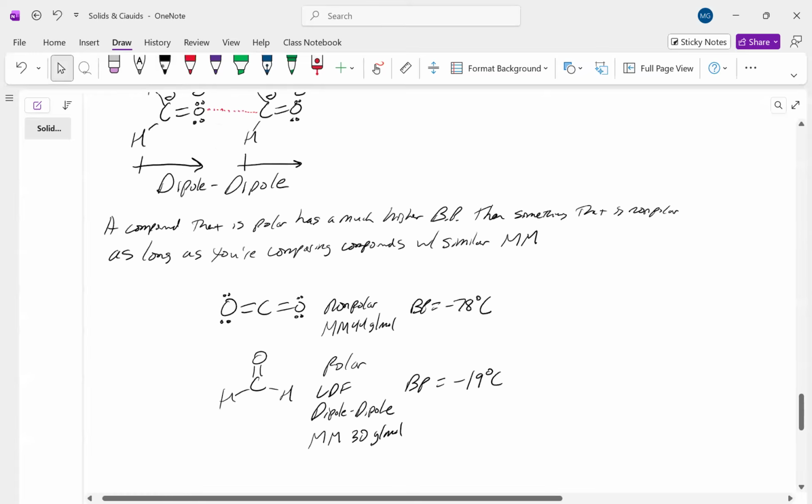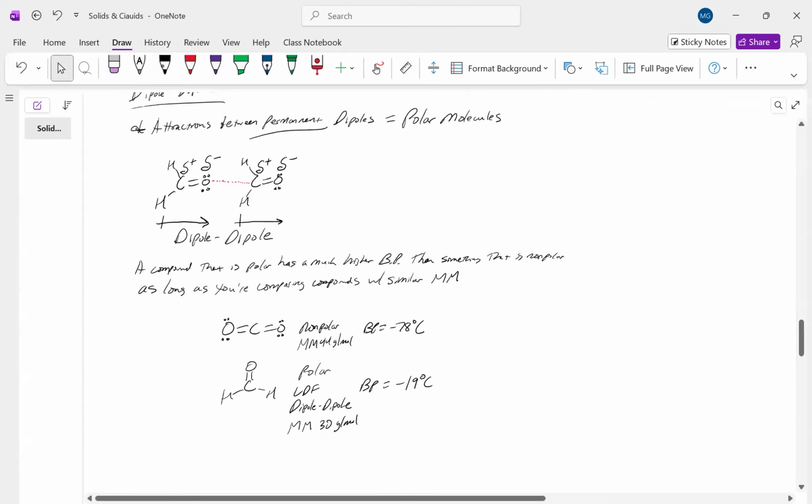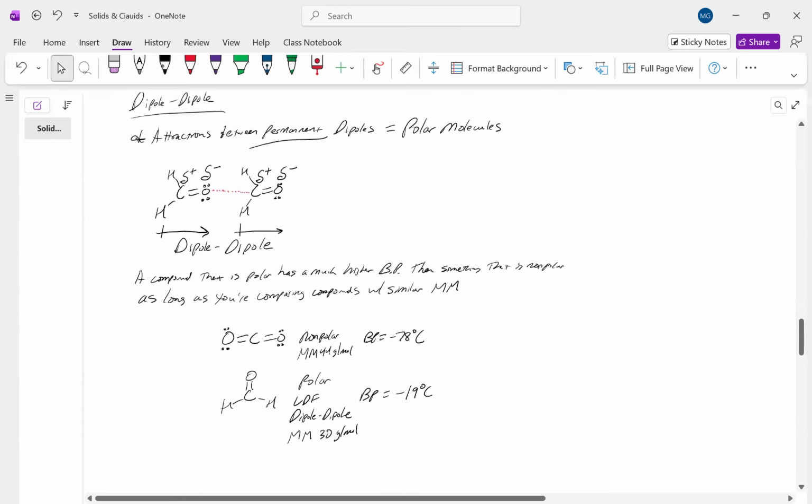All right, so that's a quick summary of dipole-dipole interactions. In our next video, we're going to kind of wrap this up and look at our last intermolecular force.